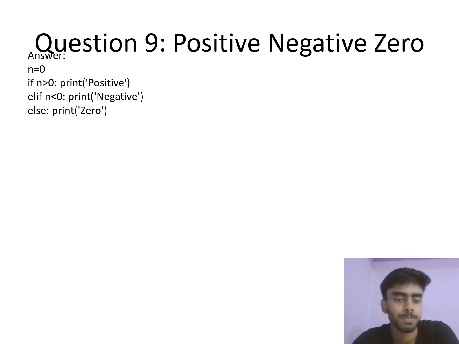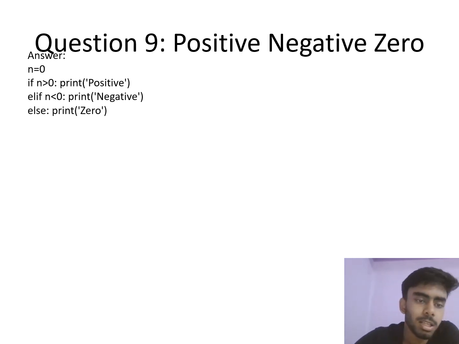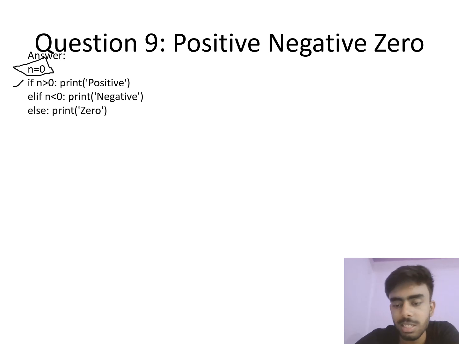Positive, negative and zero. Over here, see, the user has already taken zero as input. So your code is: if n is greater than 0, then print positive. See, if the number is greater than 0, then it will be positive only. If less than 0, then print negative. Otherwise, print 0. So this question is very easy. Do it by yourself. Not only this question, practice all the previous questions also for your basics. Now come to the next question.